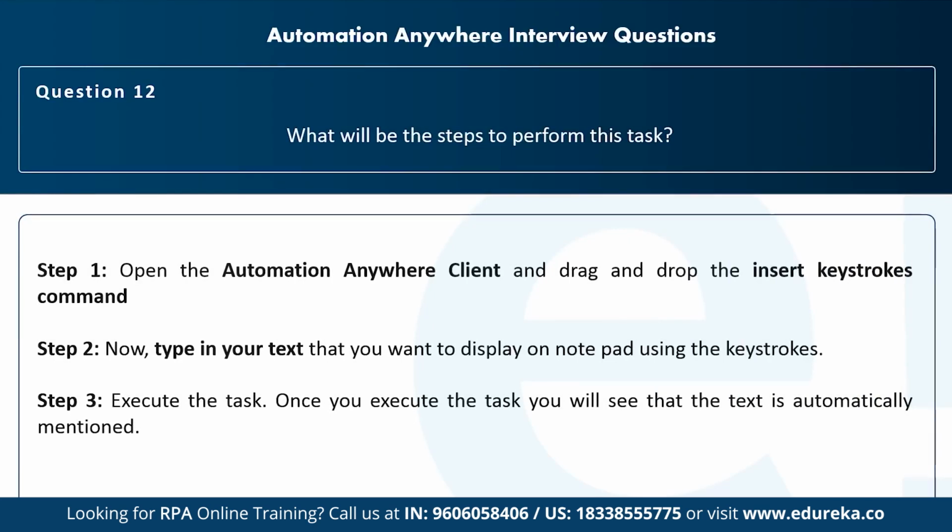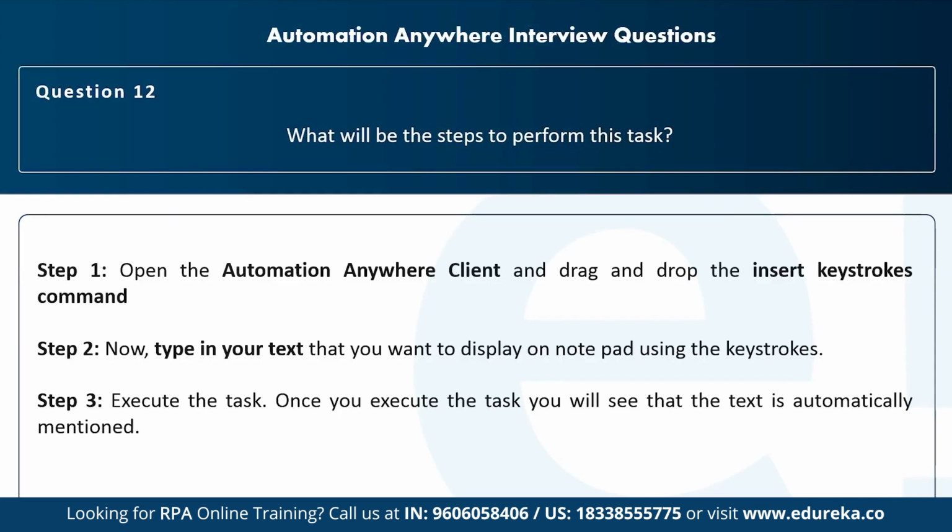Well, the steps are really simple. You first have to open the notepad window, and then you have to drag and drop the insert keystrokes command into your workspace. After that, you just have to select the window, that is basically the notepad window, and then you'll have to mention what text you want to type with which keystrokes, right?